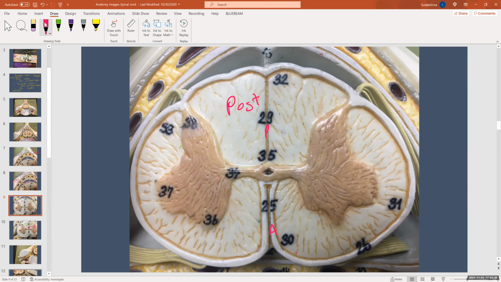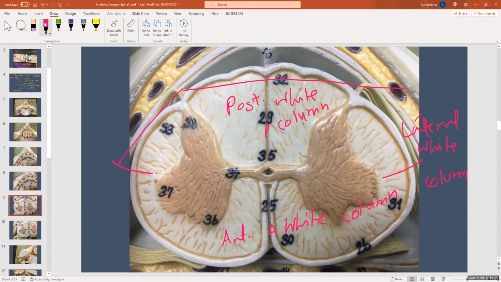Posterior white column. Similarly, this will be anterior white column, and this will be lateral white column, both this and this. Posterior white column, anterior white column, lateral white column.